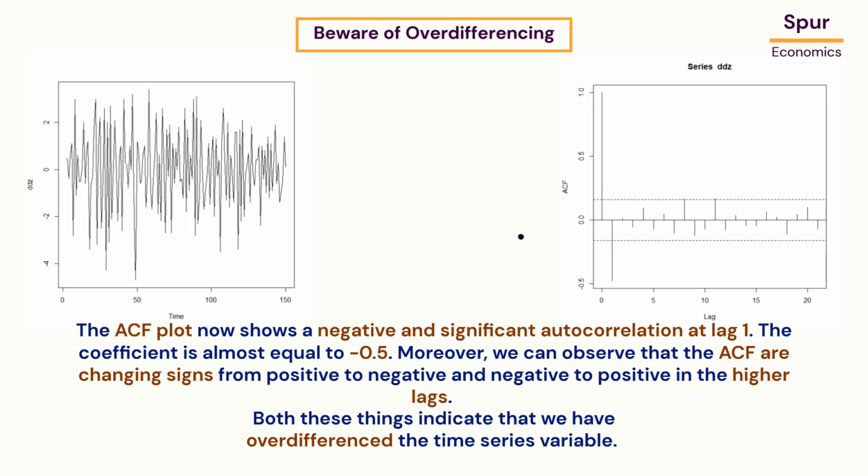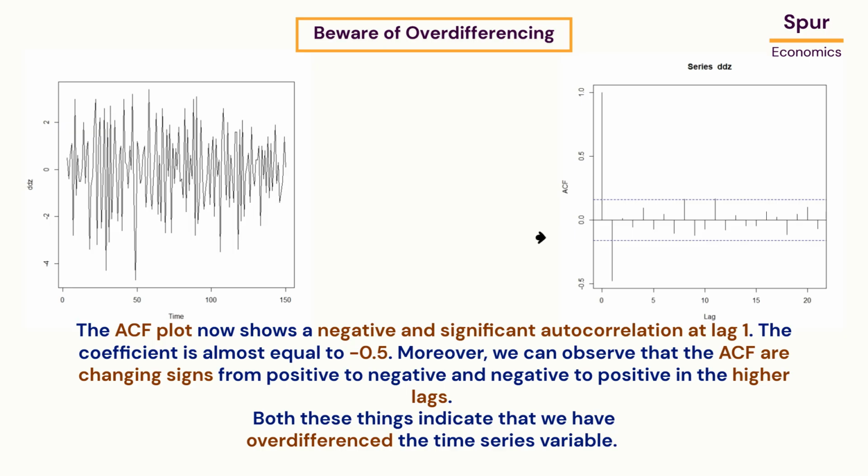The ACF plot now shows a negative and significant autocorrelation at lag 1. The coefficient is almost equal to -0.5. Moreover, we can observe that the ACF are changing signs from positive to negative and negative to positive in the higher lags.